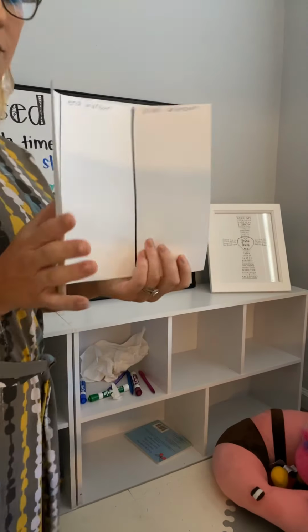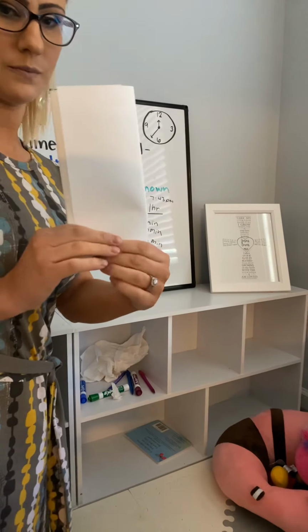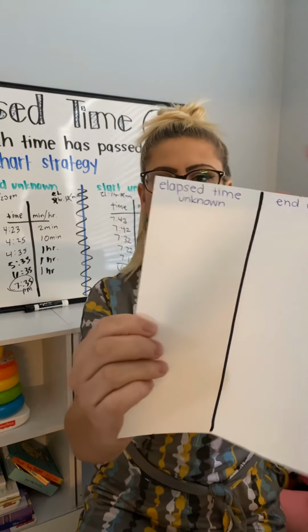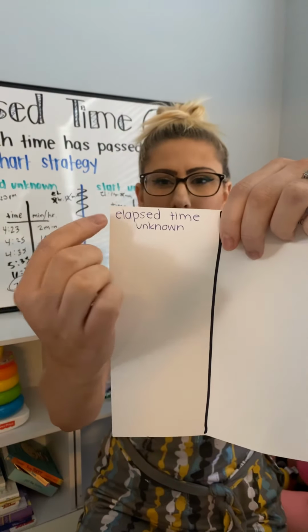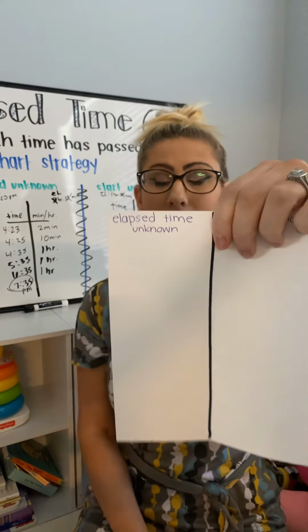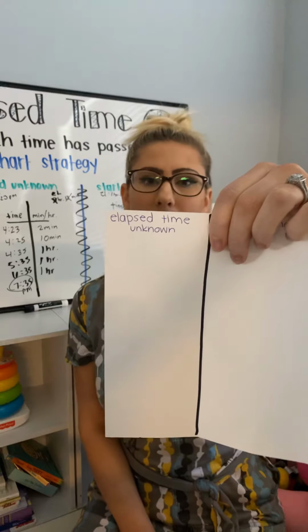So now what I would like for you all to do is take your piece of paper and fold it into thirds. I'm going to try to get where you can see me. So fold your paper into thirds. And then in your first column, I'd like for you to write elapsed time unknown. If you need to pause the video now to write that, you may do that.